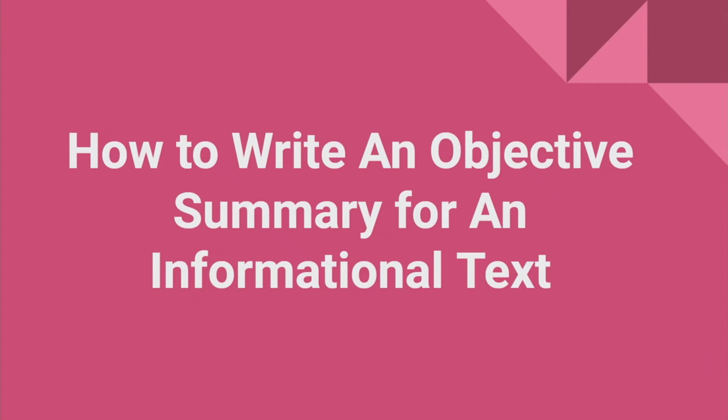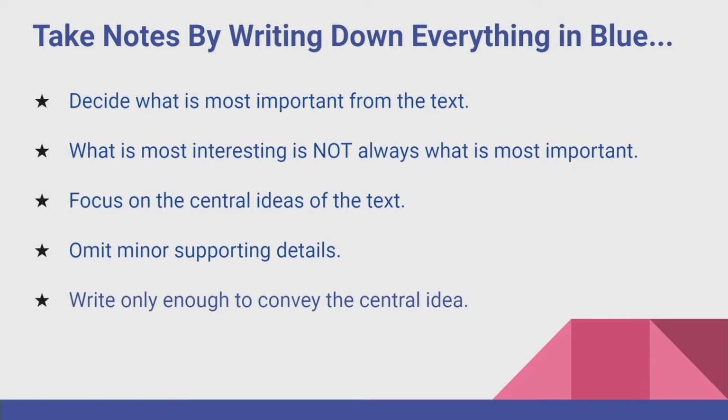How to write an objective summary for an informational text. Take notes by writing down everything you see in blue. Sometimes when we read, there is so much information in the text that we have to decide what is most important and worth remembering. What is most interesting is not always what is most important. There is often unimportant information in a text, so it's up to us to determine what the central idea of the text is and to omit any minor supporting details.